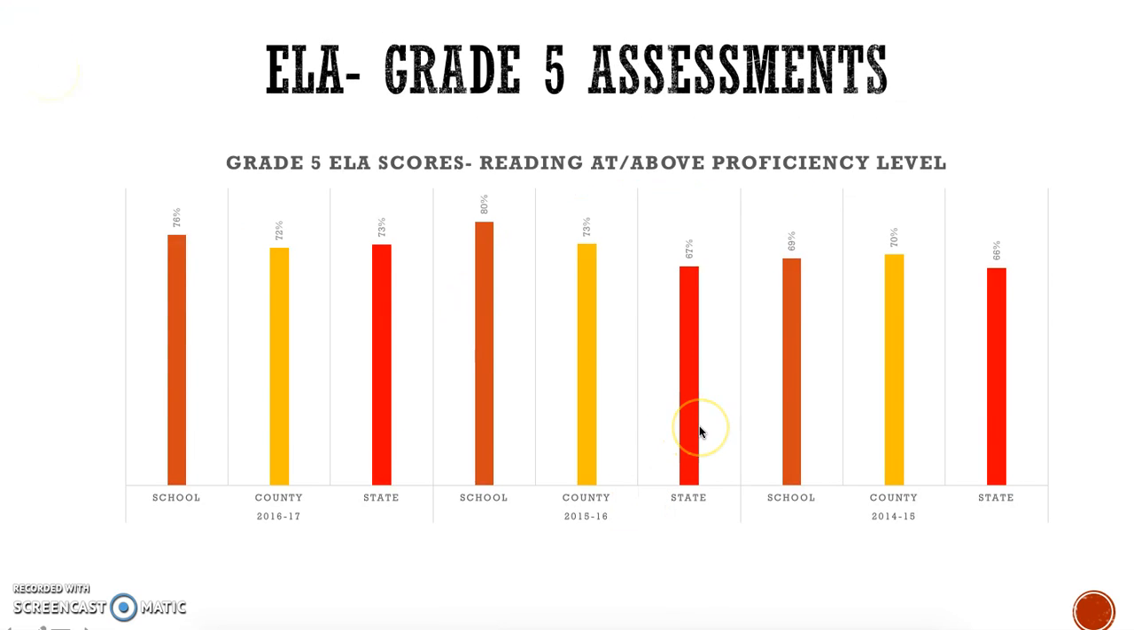As we look at our grade 5 ELA assessments at or above proficiency, we're scoring at 69%, which is a little bit above the county. And then we have this big increase to 80%, and then a decrease to 76%. This big increase and slight decrease could again be the change in administration and a new literacy program. So we see this big change and increase in scores, but it goes down.